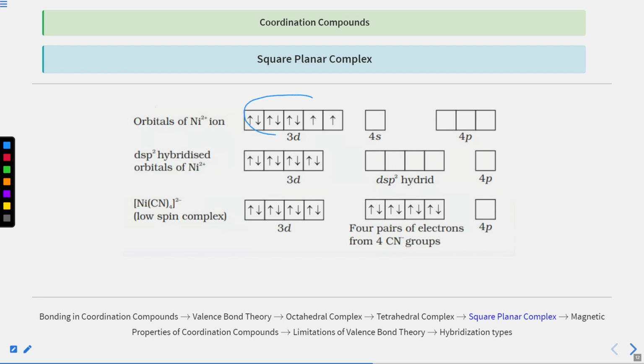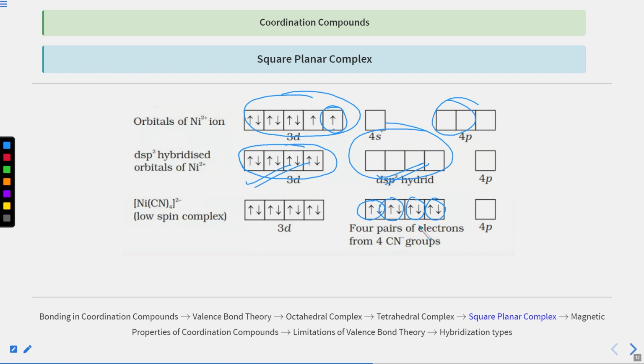Initially we have seen d8. Now hybridization will take place, and for that pairing of electrons will take place. So these orbitals will be left out. So d, s and 2p orbitals, so dsp2 comes and forms this kind of hybridized orbital, four sets of hybridized orbitals. Now four CNs are there. Each CN will donate one pair of electrons. So four pairs of electrons will be present, that is a total of 8 electrons.